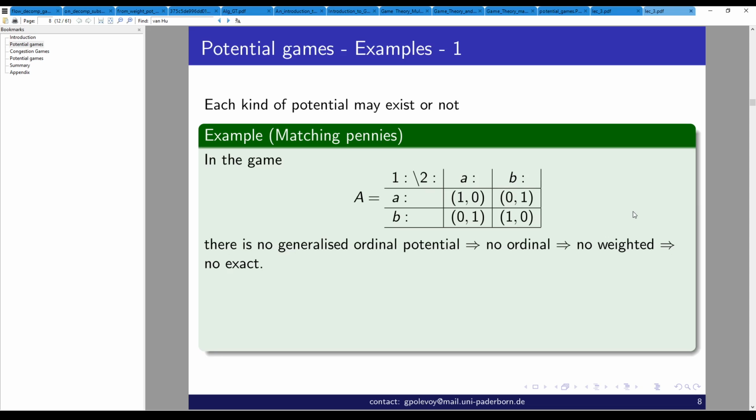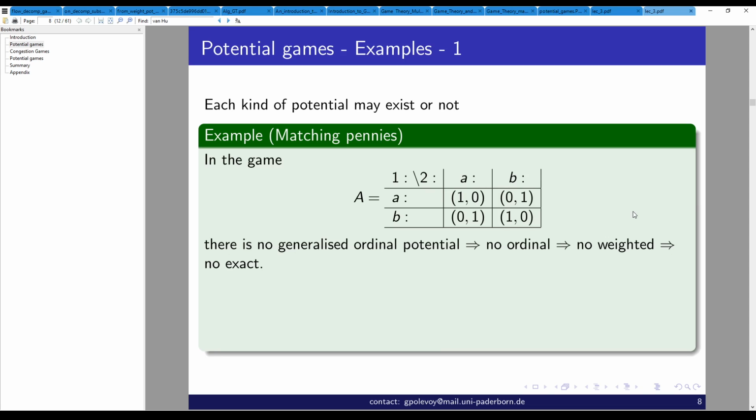Let us now see some examples that will show that the definitions don't define the empty set, and that there is a difference between all those definitions. In general, a game can have one, but not the other. So now let us exemplify why these definitions are important and nice. First of all, each kind of potential may exist or not exist. We have not defined something which always exists or always doesn't.